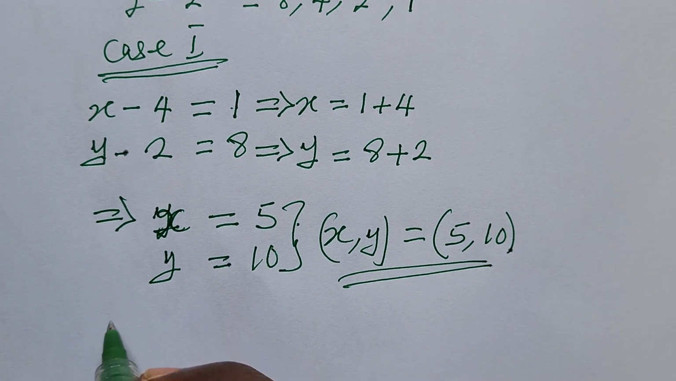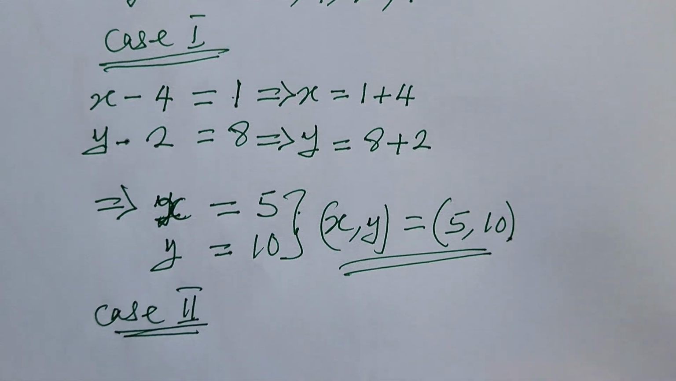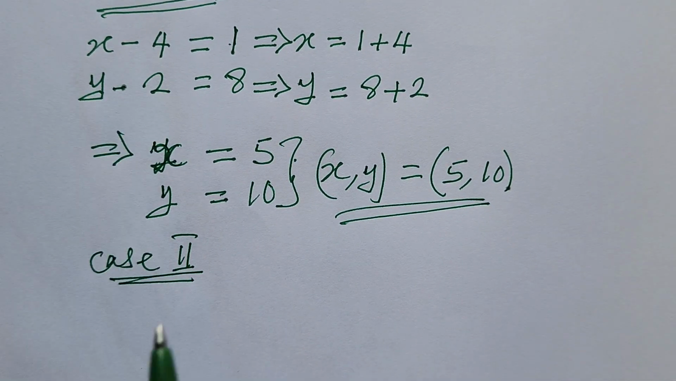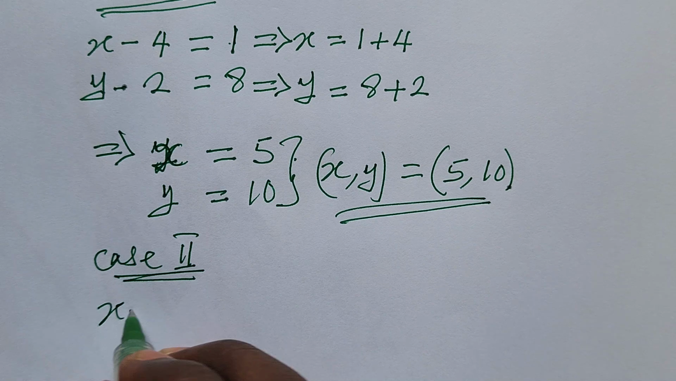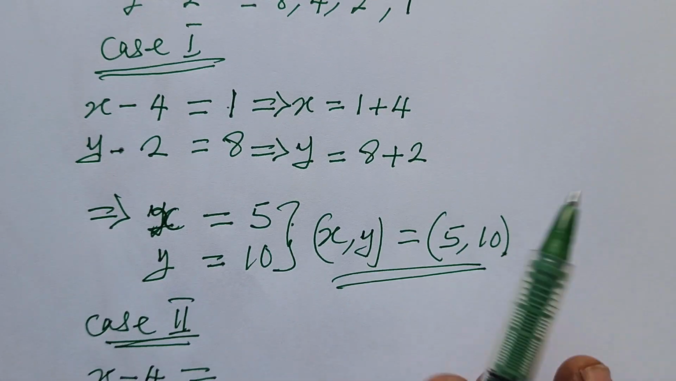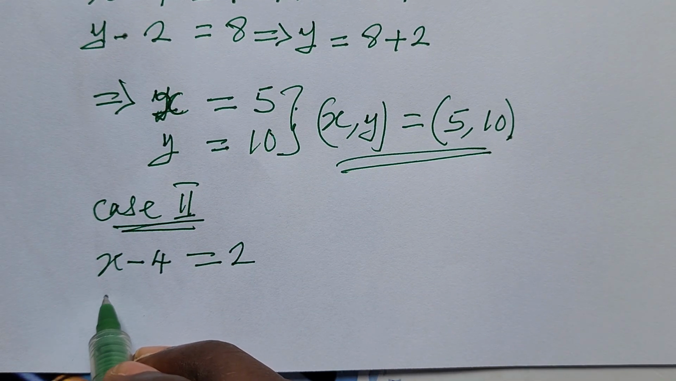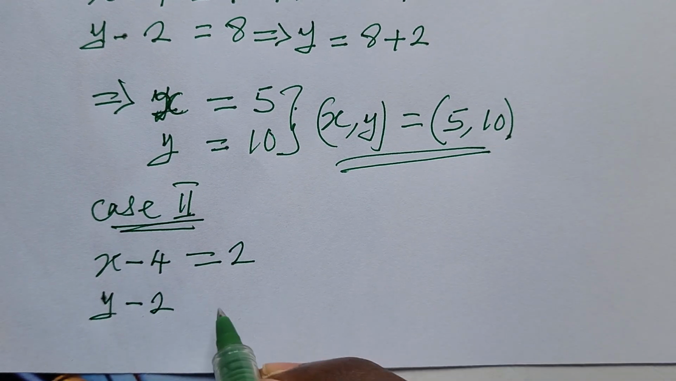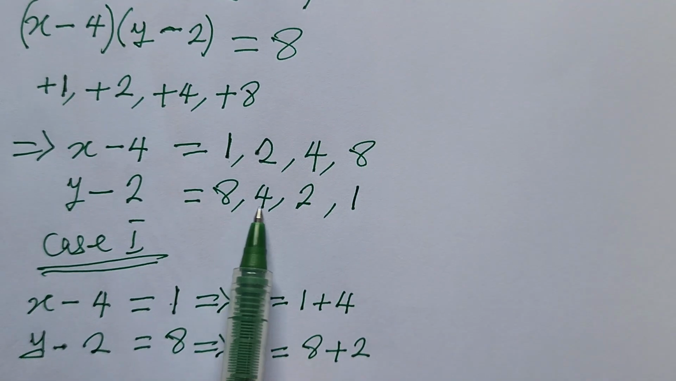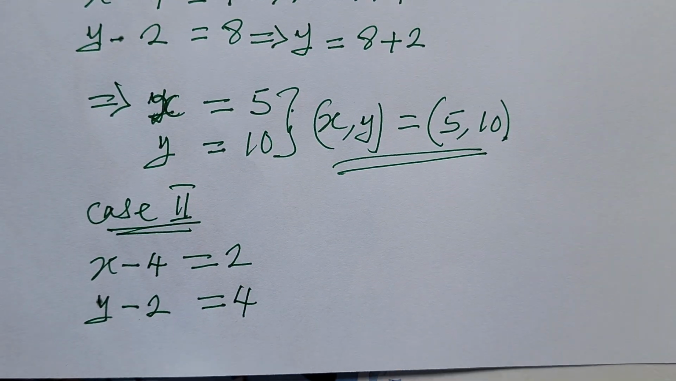So we have case 2. What's our case 2? Our case 2 is going to take x minus 4 equal to 2. Yes, so we're going to have this to be 2. And our y minus 2 will be equal to what? Our 4 here. So equal to 4.